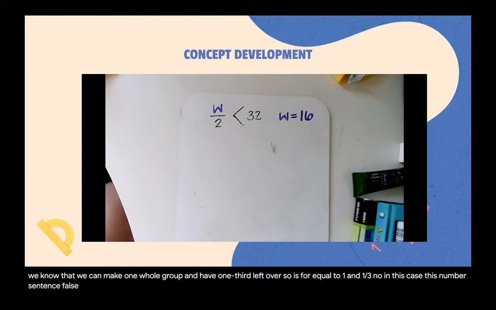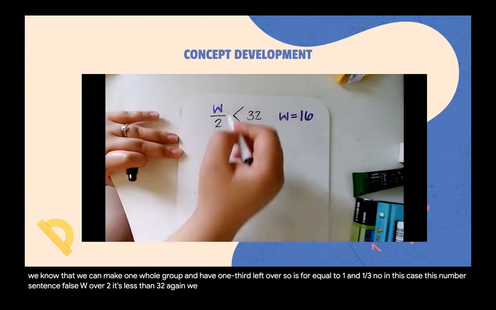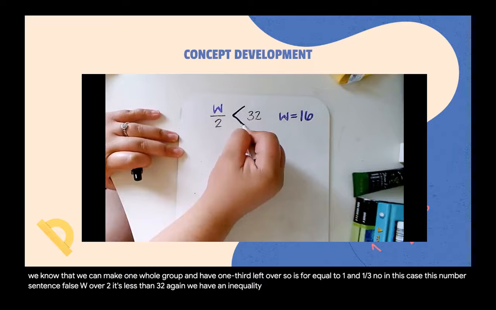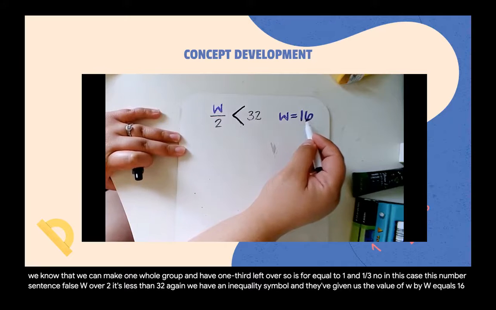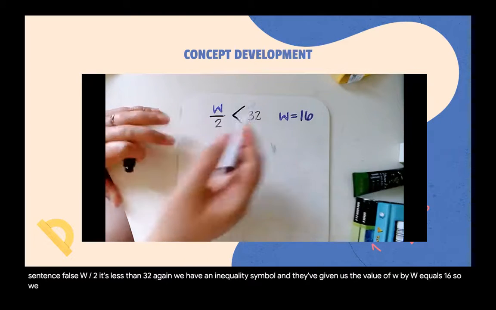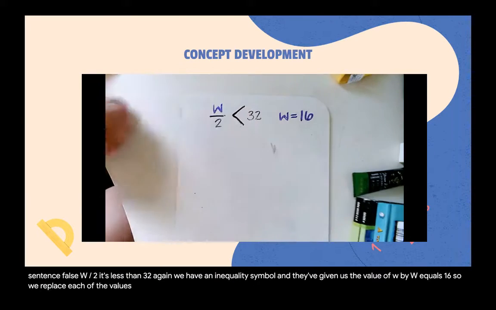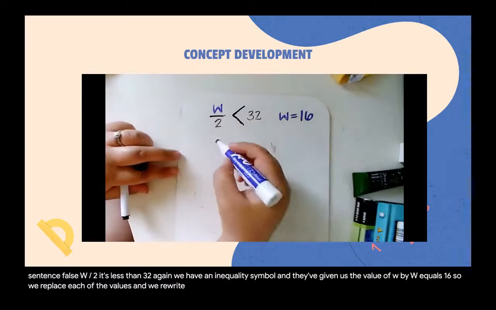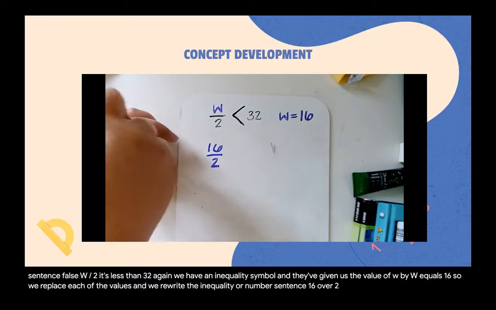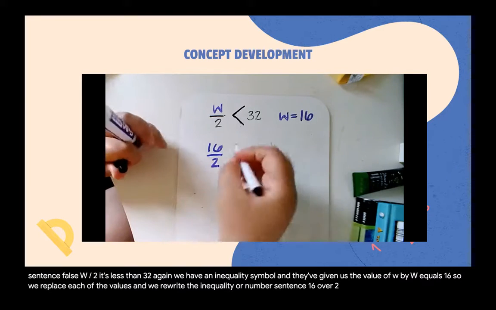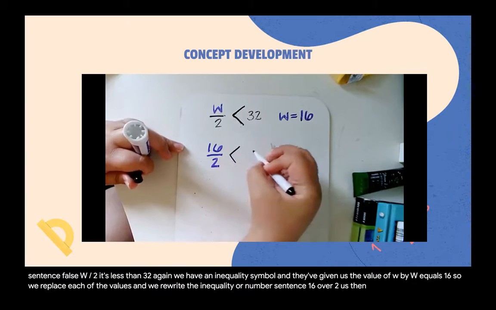Now we have w over 2 is less than 32. Again, we have an inequality symbol, and they've given us the value of w. W equals 16. So we replace each of the values, and we rewrite the inequality or number sentence. 16 over 2 is less than 32.